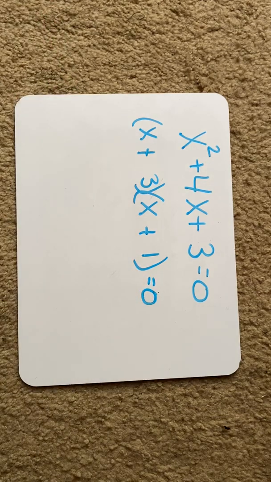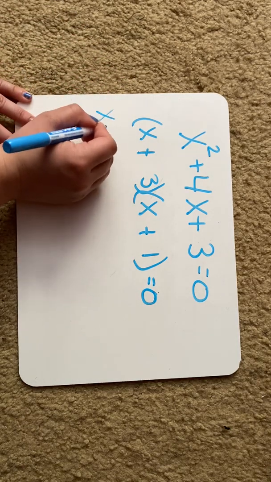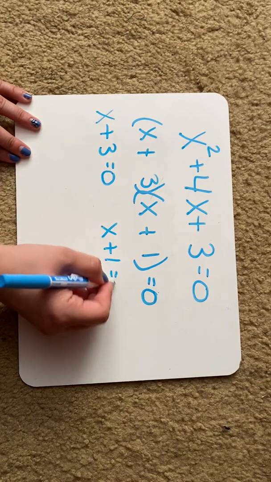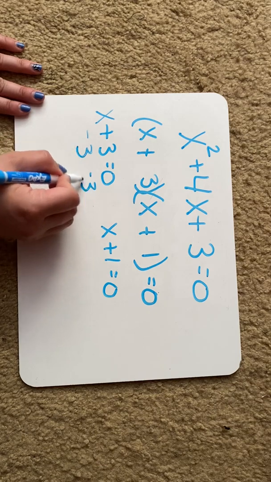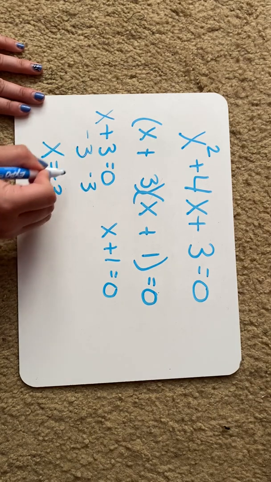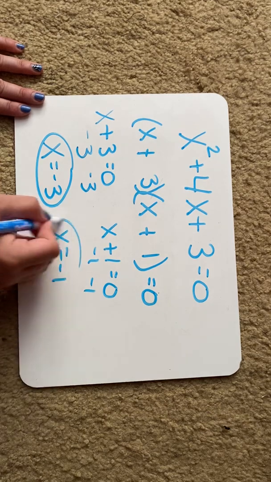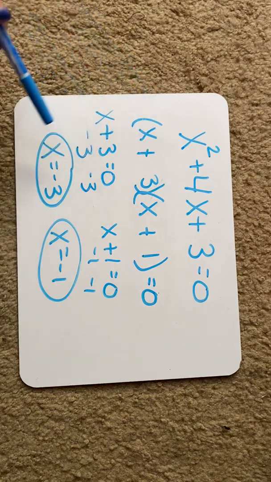So in order to find our solutions, we're going to set each of our sets of parentheses equal to 0. So we have x plus 3 equals 0, and x plus 1 equals 0. And now you just solve the equations. Subtract 3, x equals negative 3. Subtract 1, x equals negative 1. So now this is our final answer. We're just taking our factoring one step further to solve for what x equals.